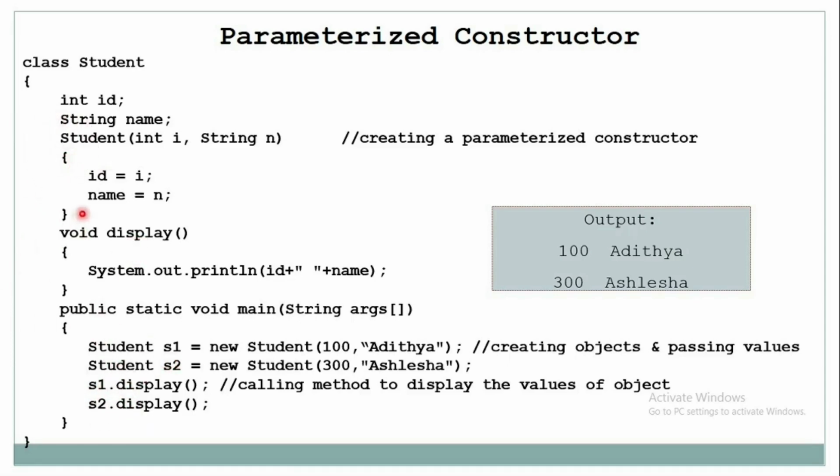The compiler itself calls this constructor only whenever an object is created. Whenever an object is created, the constructor is called automatically, and the actual parameters will be copied to the formal parameters. Okay, that's it about the parameterized constructor.